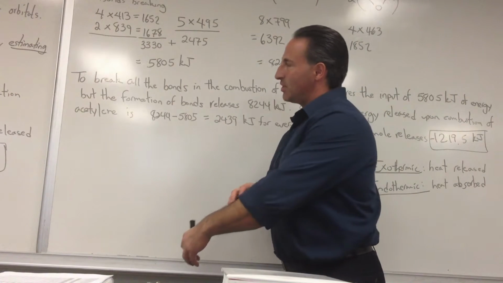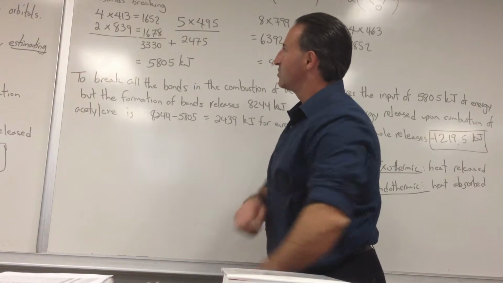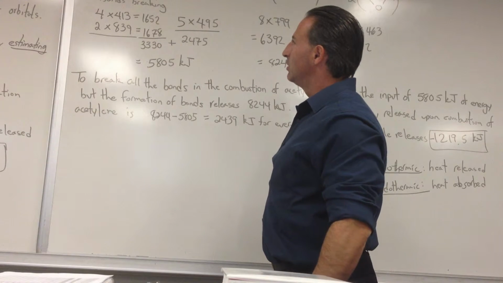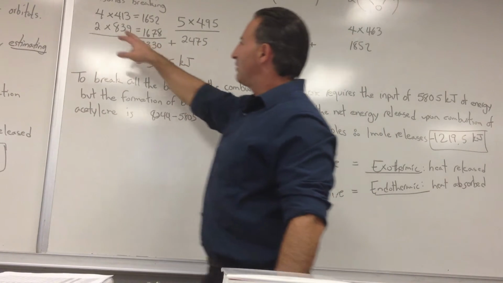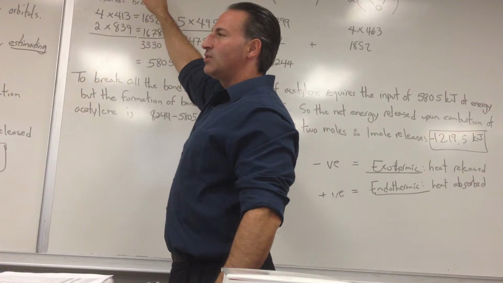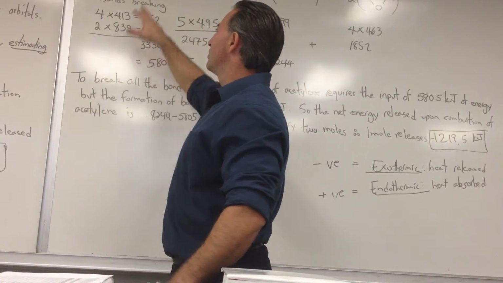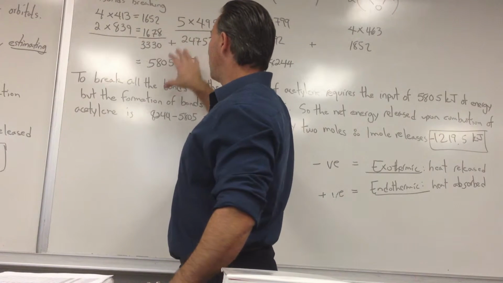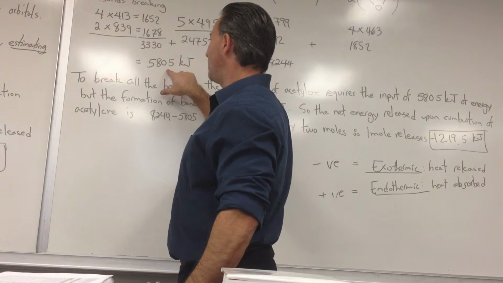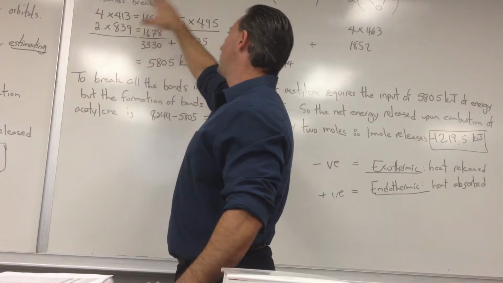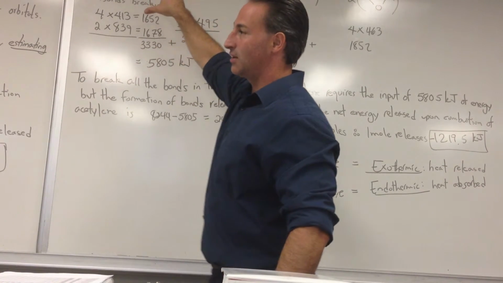So I looked up the table on page 330 of our textbook, and they have a listing of what the energy content of each of the bonds is, and how much energy it takes to break them. So here, because we're breaking all the bonds, I added up all the quantities, and it takes 5,805 kilojoules to break all the bonds on the left-hand side of the equation.